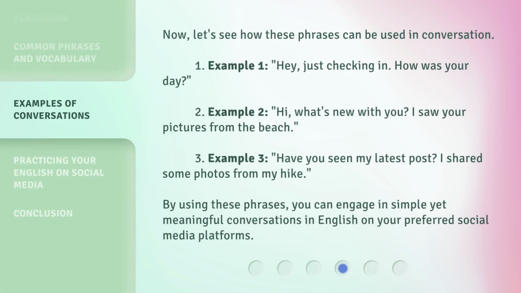Now, let's see how these phrases can be used in conversation. Example 1. Hey, just checking in. How was your day? Example 2. Hi, what's new with you? I saw your pictures from the beach. Example 3. Have you seen my latest post? I shared some photos from my hike. By using these phrases, you can engage in simple yet meaningful conversations in English on your preferred social media platforms.